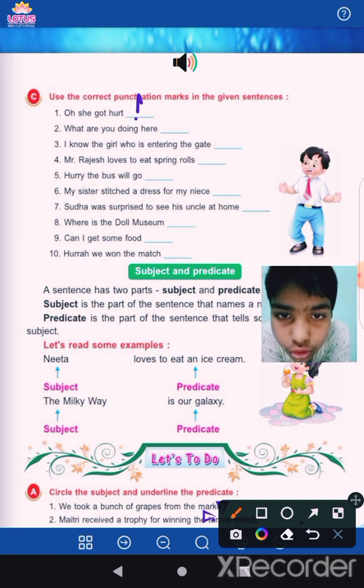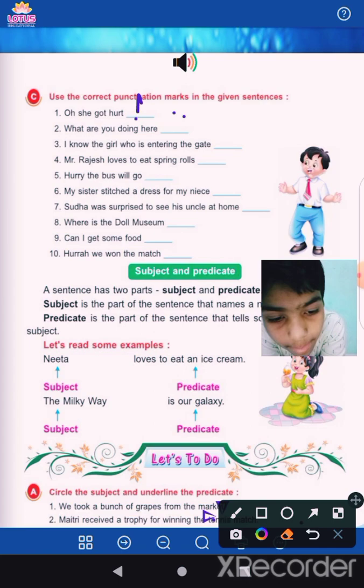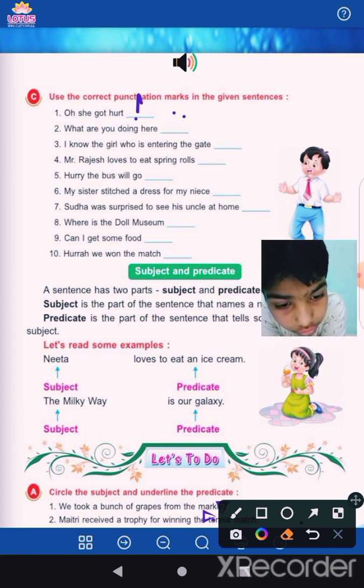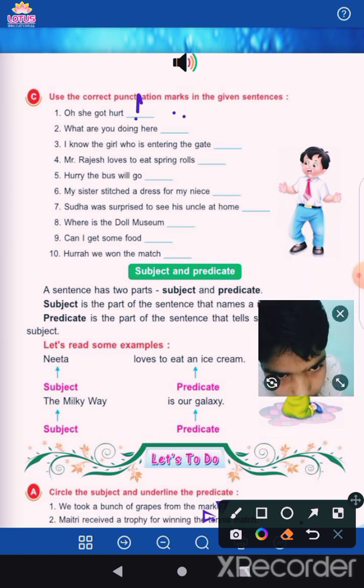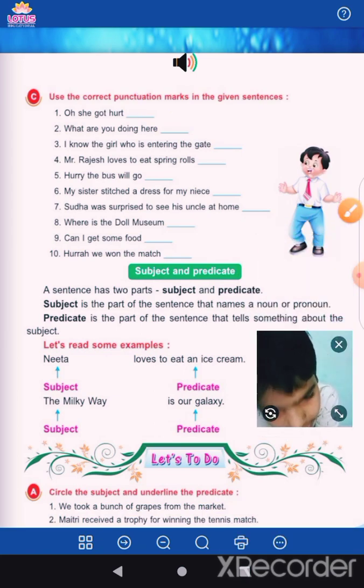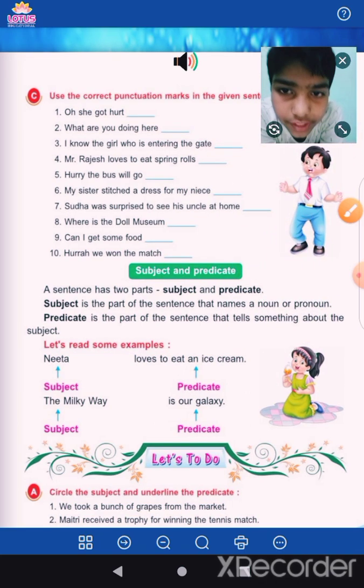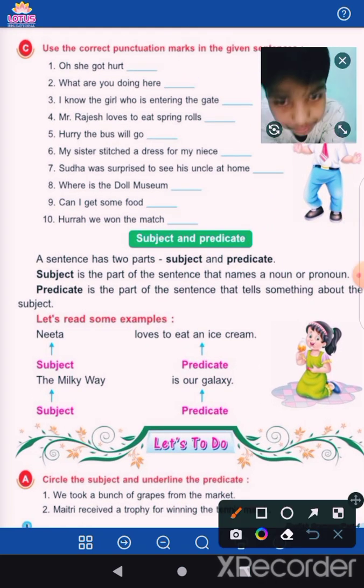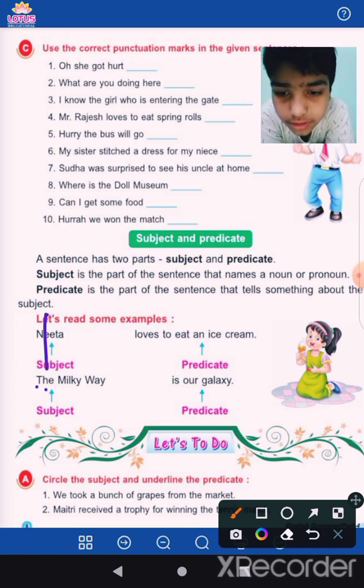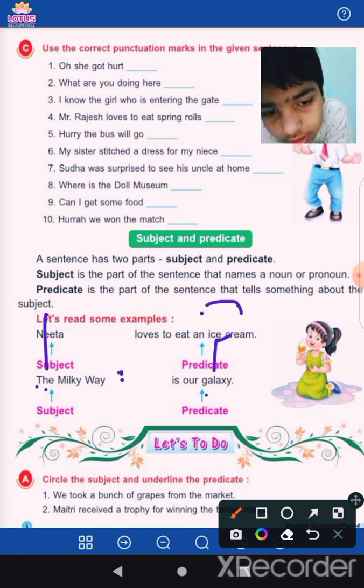So wait, what I will do is I will write the marks, some marks. Wait, let me just, why is it not working? So here I will just write some exclamation signs like this, then this, and then this. Okay, I guess this much will be enough.